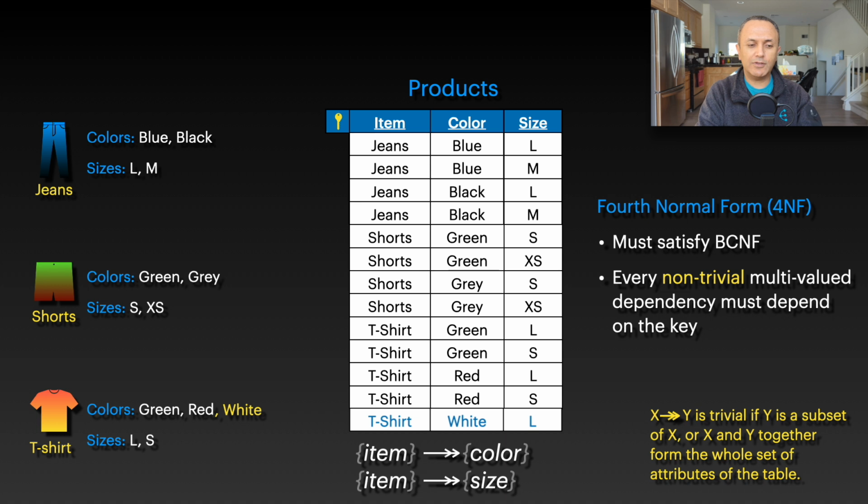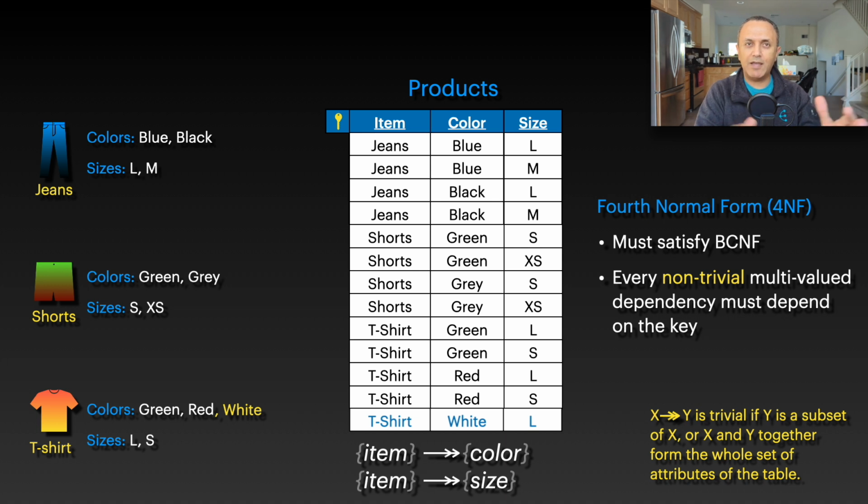So going back to the condition, every non-trivial multi-valued dependency, so those two that we have, they must depend on the key. In our case, they depend on the item attribute. The item attribute is not the key. The item attribute is part of the key. Hence, this condition does not hold, so this is not in fourth normal form.